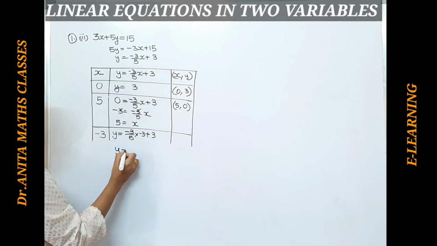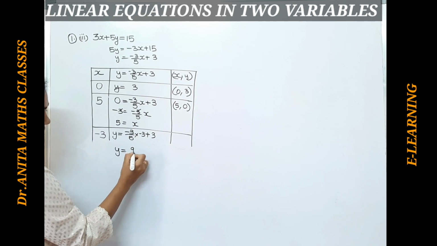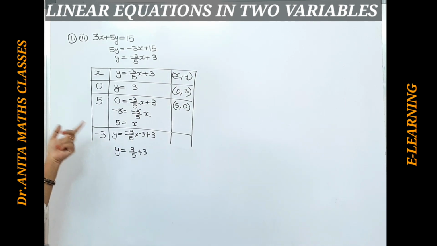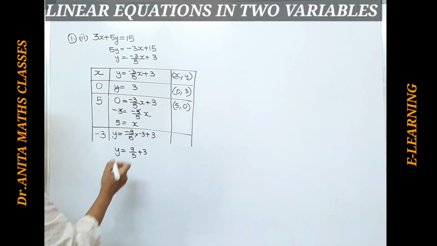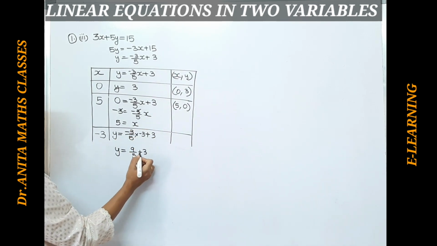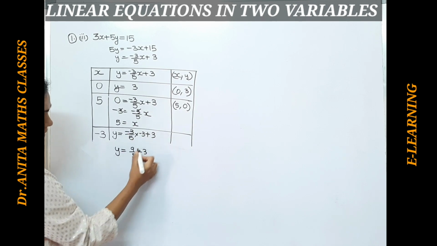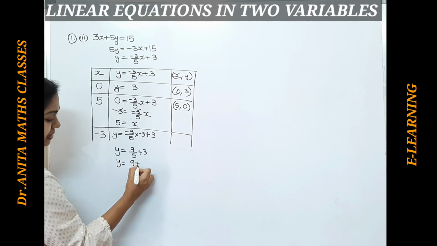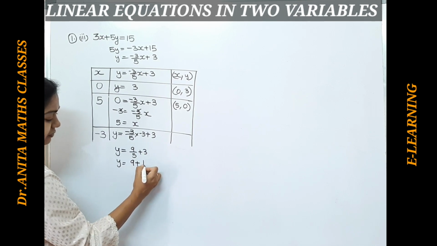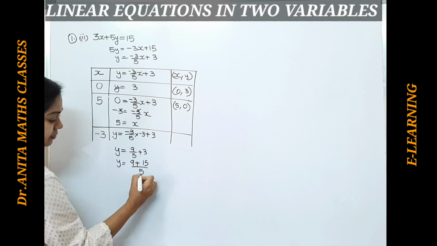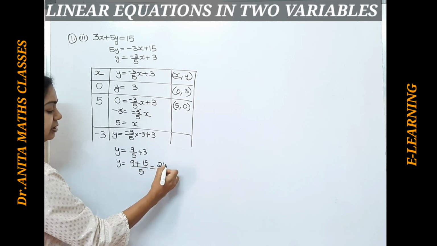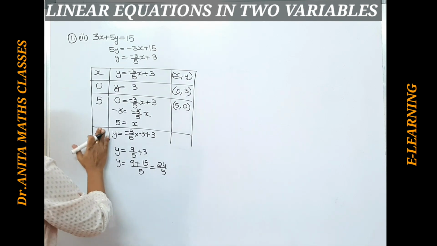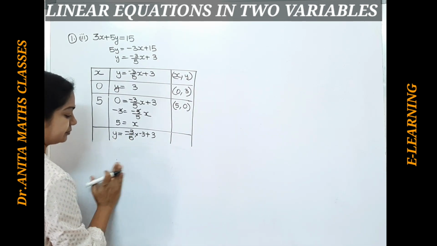Here y equal to plus 9 by 5 plus 3. If you get it in a fraction, do not take that point. Let us take another point, okay. If you don't get it in fraction, you can go ahead. Here y equal to, if you take the LCM, 9 plus 5 into 3 is 15, so this comes to 24 by 5. So this is a fraction. So let us not take this point.